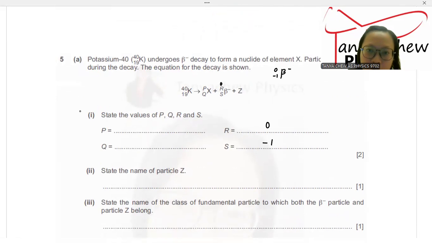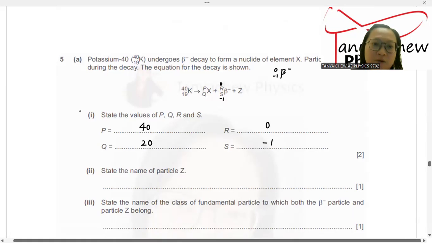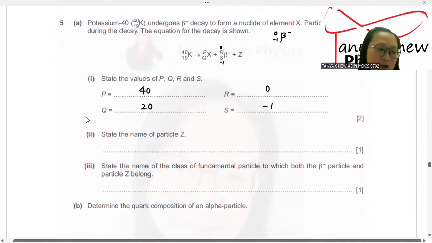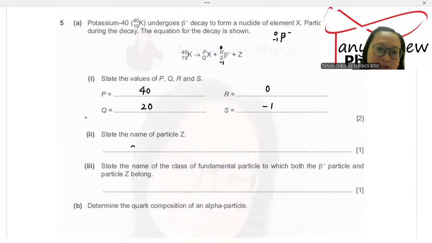And then after that, all you need to do is just to balance. Nucleon number on the left-hand side is balanced by the nucleon number on the right-hand side. So P is 40. The proton number on the left-hand side must be balanced by the proton number on the right-hand side. Since the left-hand side is 19, Q plus -1. So Q is 20. Now state the name of particle Z. This is about beta negative decay, right? Particle Z is called anti-neutrino.